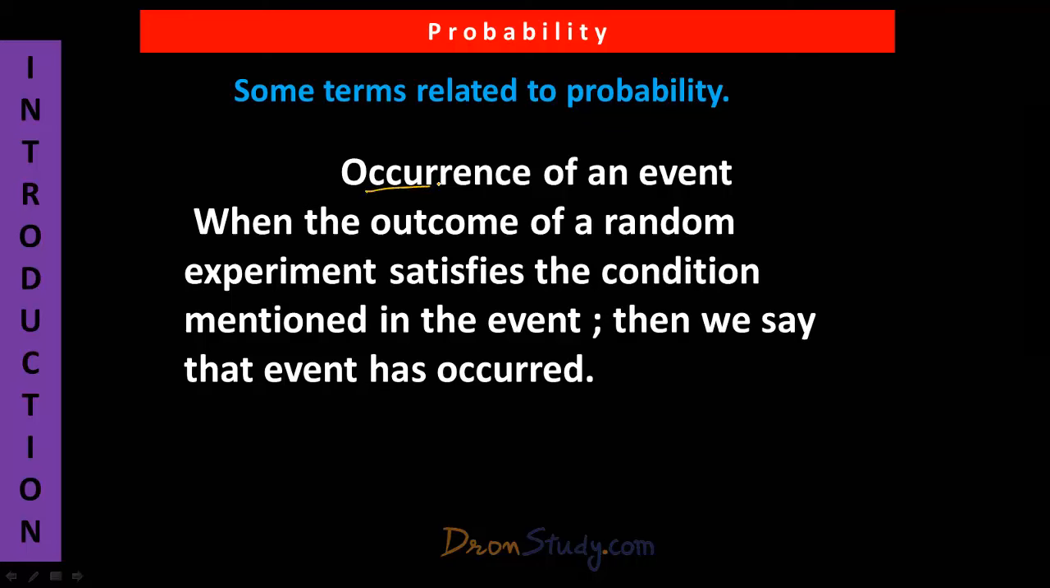Now next is occurrence of an event. When the outcome of a random experiment satisfies the condition mentioned in the event, then we say that event has occurred. A coin is tossed and we are expecting it to turn tail, and if it turns tail, then we say that the event has occurred, and this is called occurrence of event.